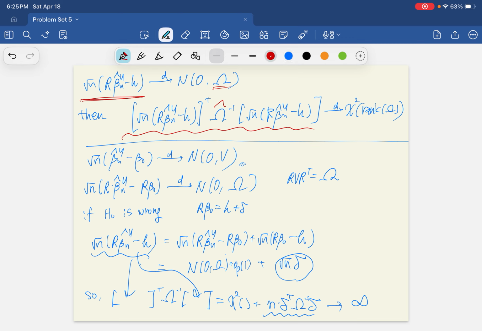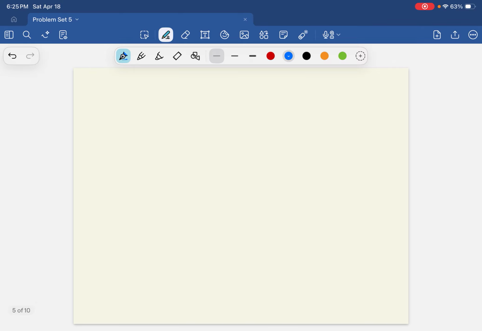So remember, what I'm showing here is when the null hypothesis is wrong, right? When it is wrong, the distance will diverge.